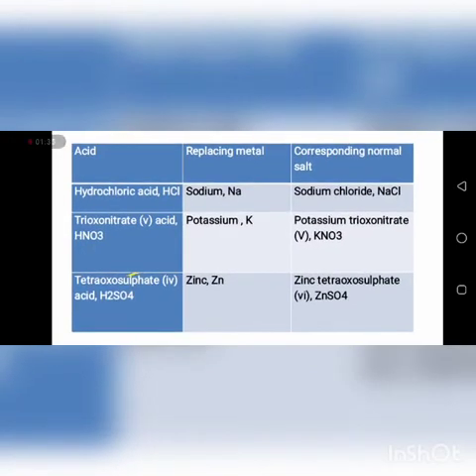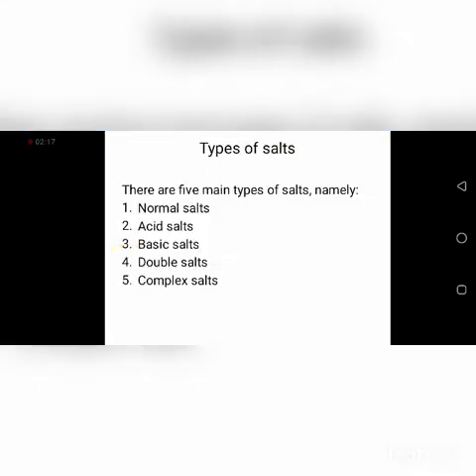The table shows examples of salts. Now look at HCl, hydrochloric acid. If the hydrogen in the acid is replaced by sodium, we have sodium chloride. The next one is nitric acid, HNO3. If the hydrogen is replaced by potassium, the metal there, we have potassium nitrate. And the third one is sulfuric acid, H2SO4. If the two hydrogens are replaced by zinc metal, we are going to have zinc sulfate. So you can see from this table that the hydrogen in the acid is being replaced by metal to form salt. That is what we refer to as salt formation.